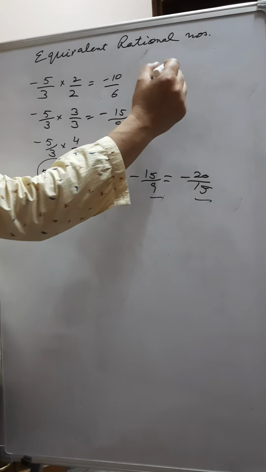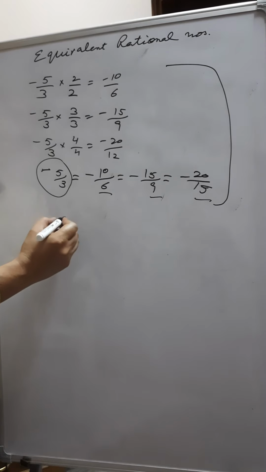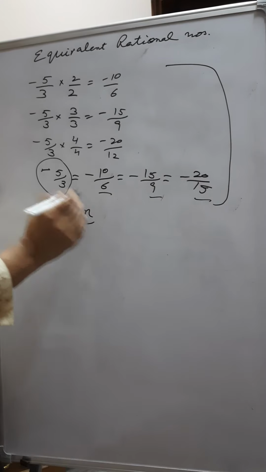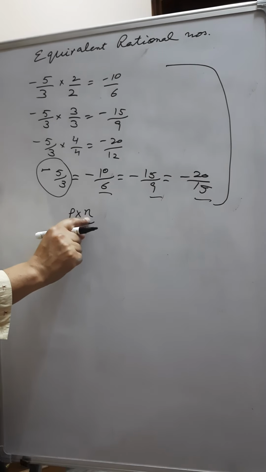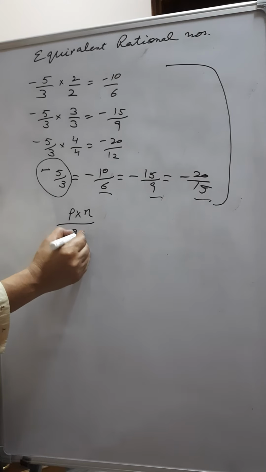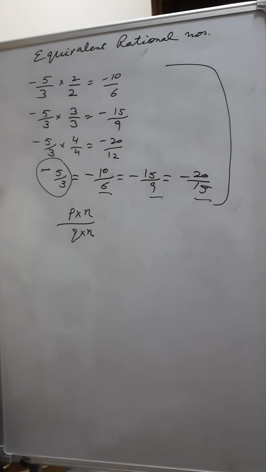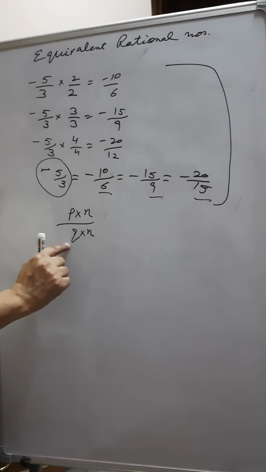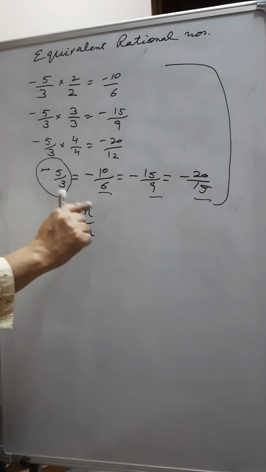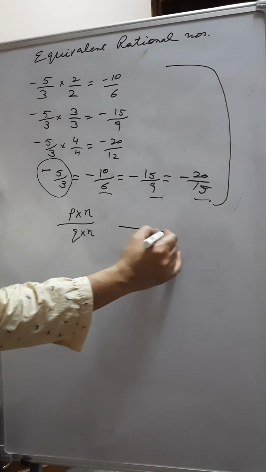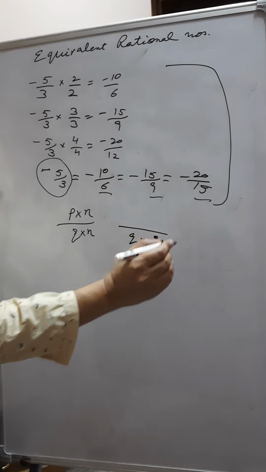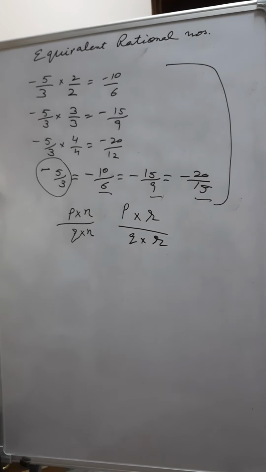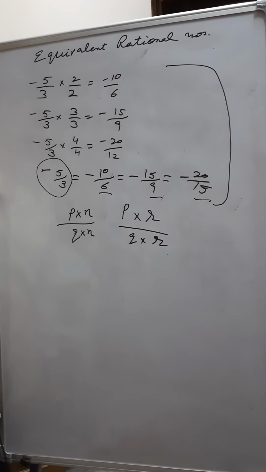So from the equivalent fractions, we concluded that in rational numbers, if the numerator is multiplied by some number, it is compulsory to multiply the denominator by the same number. Followed? In the same way, if the denominator is multiplied by some number, it is compulsory to multiply the numerator by the same number. Followed?